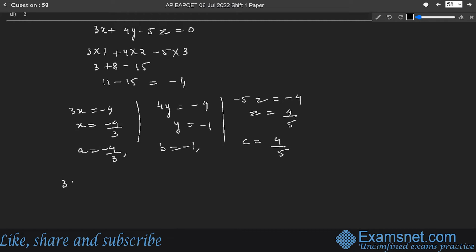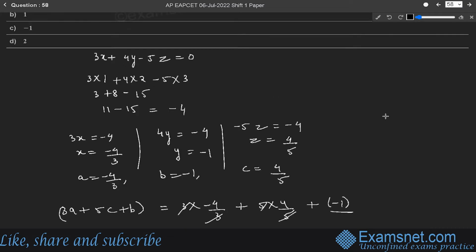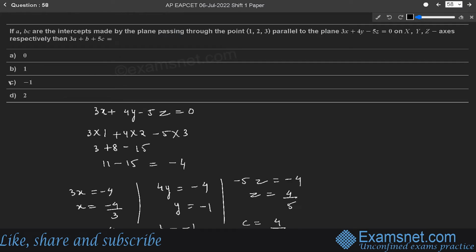We have to calculate the value for 3a plus 5c plus b. So it will be 3 into a, a is minus 4 by 3, plus 5c, 5 into 4 by 5, plus b, b is minus 1. 3 and 3 will be cancelled. Here 5 and 5 will be cancelled. Minus 4 plus 4 is 0. So the remaining term is minus 1. Therefore, we can say that the correct value for this question is minus of 1. So option C is the correct option for this question.